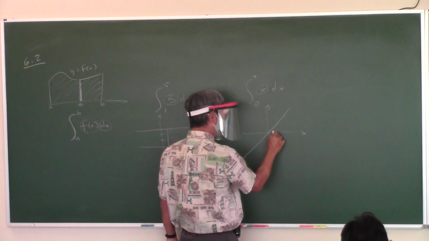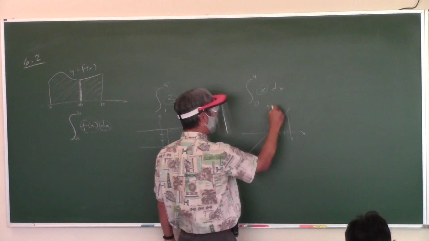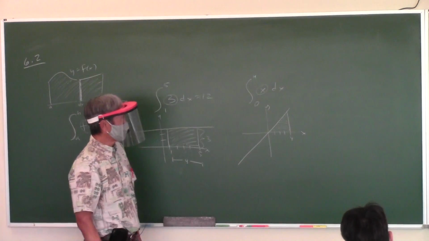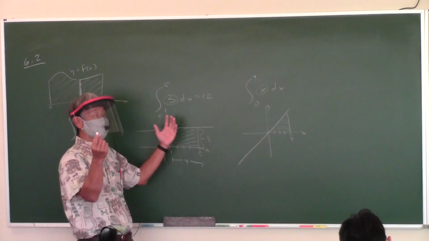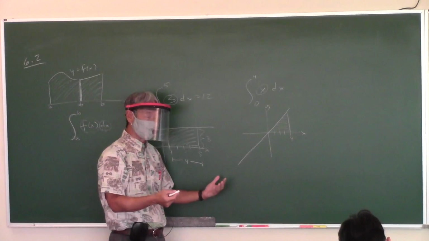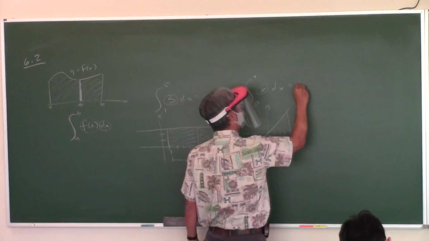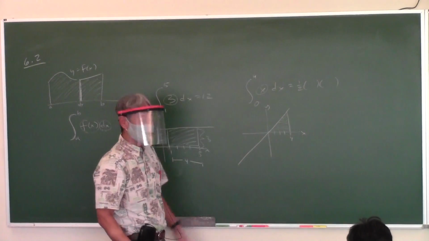From 0 to 4: 1, 2, 3, 4. So the integral from 0 to 4 computes the area between the graph and the x-axis. Can we figure out that area? Yes, it's a triangle. These are simple geometric shapes. So we simply have to go 1/2 base times height. You're going to see a lot of triangles on tonight's homework.